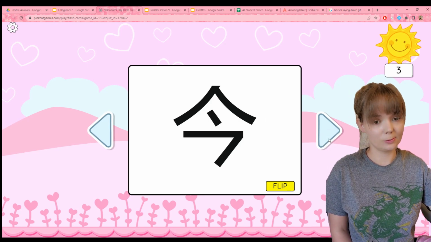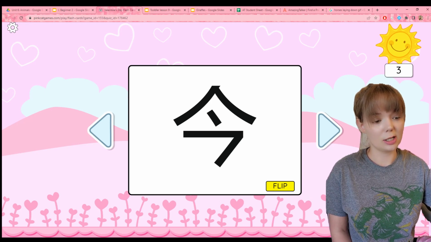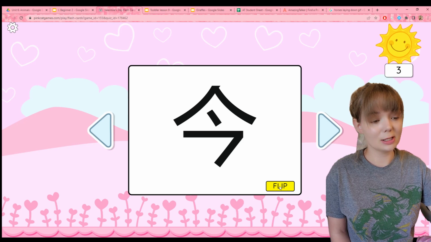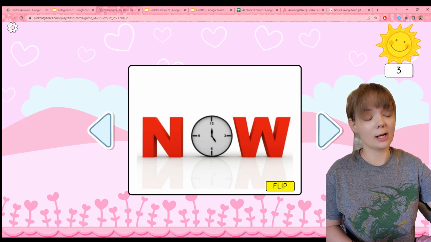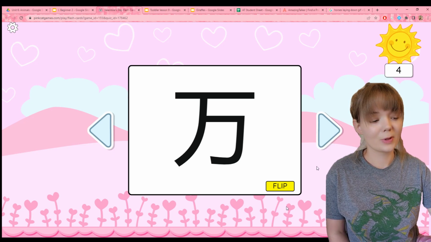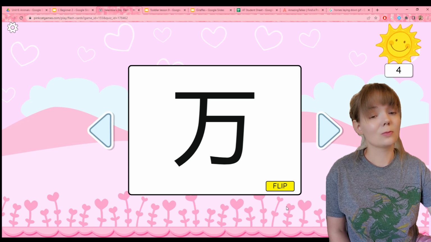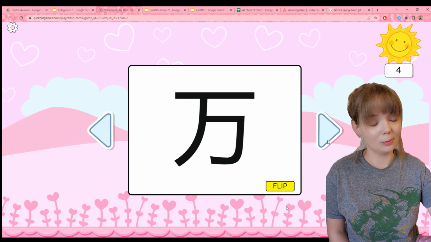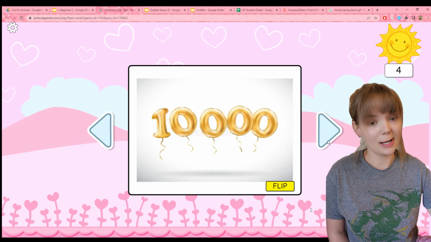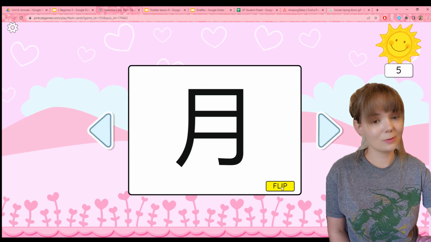Okay, how about this one? This one has that funny shape. It's the only kanji that has this funny shape, other than kanji that contain the entire character, at least. This one means now, right now. How about this one? This is also a number, but it's not one of the first 10. It's a big number. What number is it? 10,000.